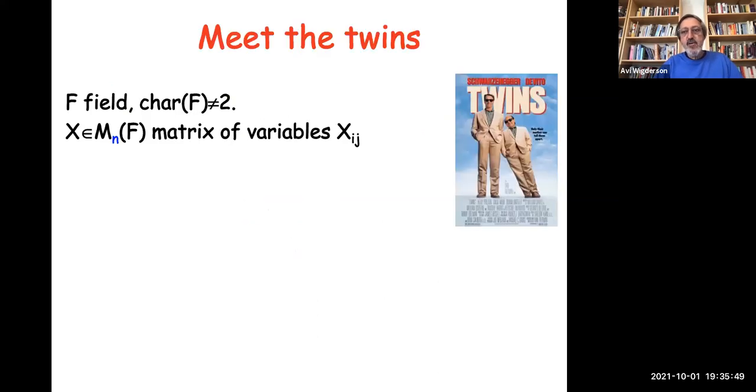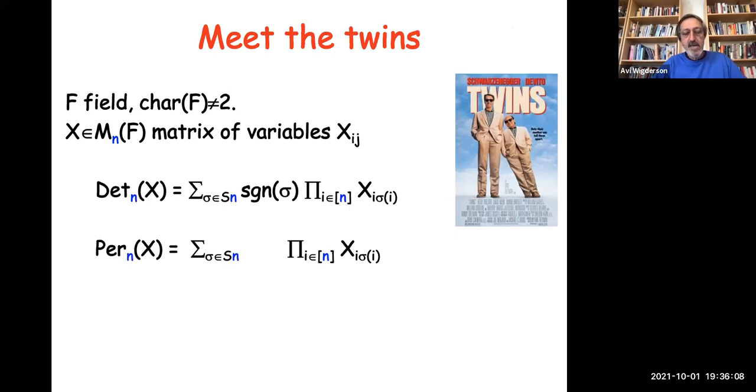So yeah, I don't know if any of you have seen this stupid movie, but the permanent and determinant are twins, roughly like this guy. So fix a field; it's interesting only if the characteristic is not two. We think of matrices, and these two twin polynomials are the determinant and the permanent. I'm sure you all know them. The determinant is maybe the most familiar polynomial in mathematics, and the permanent has the same structure, only it does not have the sign of the permutation. So all its coefficients are 0 and 1 in this polynomial.